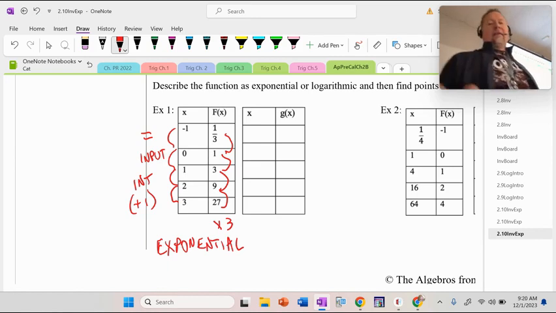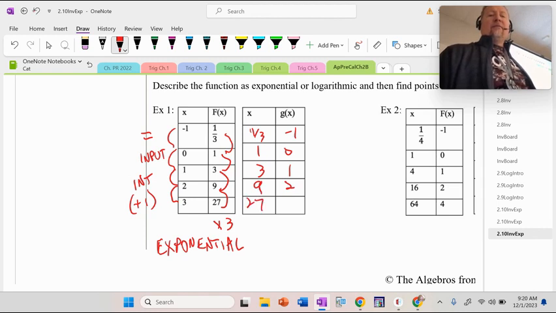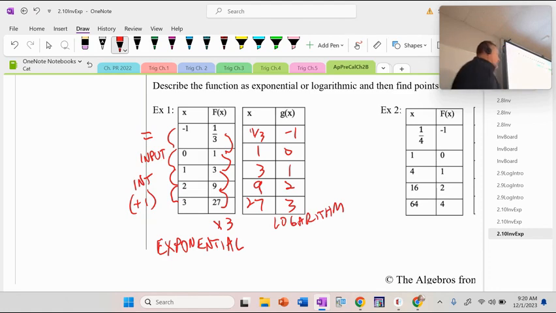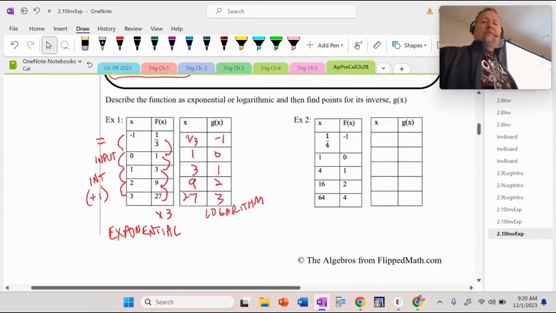Now it says find the inverse of this. When I say inverse, you say switch x and y. I screwed myself up before. 1/3 is positive; I wanted to write negative. Then 1, 0; 3, 1; 9, 2; and 27, 3. Note to self, this graph now is a logarithm. This is a logarithmic graph. On Monday, we'll do input and output when we graph a logarithm. I'm going to make you find 3 points, just like in an exponential.